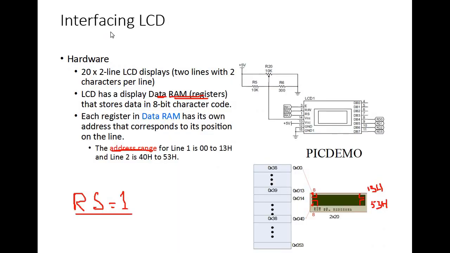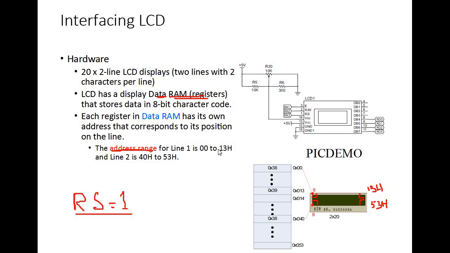In order to interface the LCD, the hardware is basically a 20 by 2 line interface, 2 lines with 20 characters per line. And as I told you before, this VEE line is connected, which is an important connection for the contrast adjust. These are the RD0, RD1, RD2 and RD3 lines of port D, and these are the RA1, RA2 and RA3 lines of port A. So RA1 becomes E, RA2 becomes R/W and RA3 becomes RS.